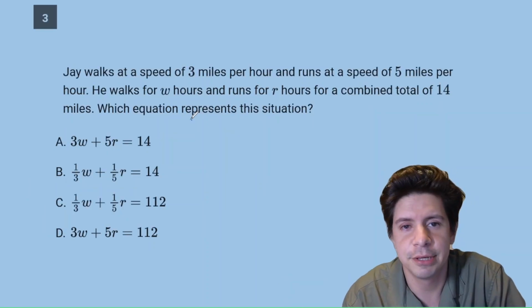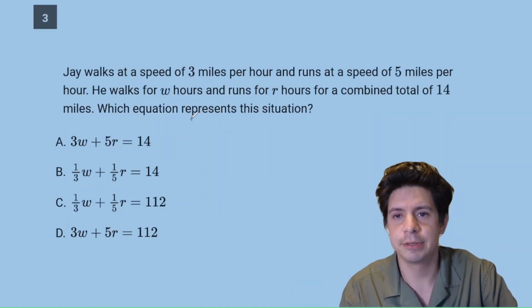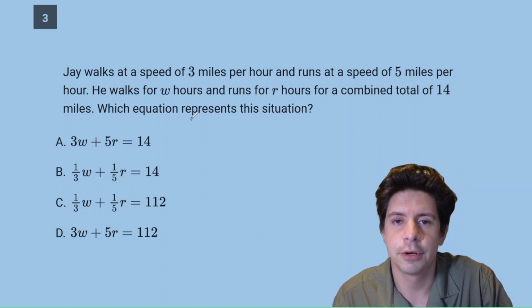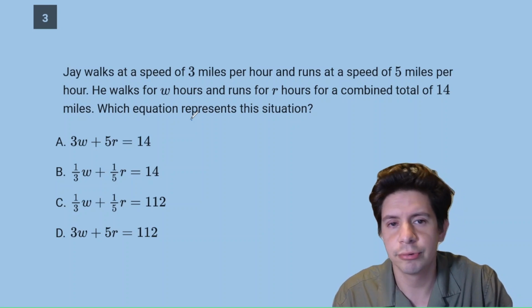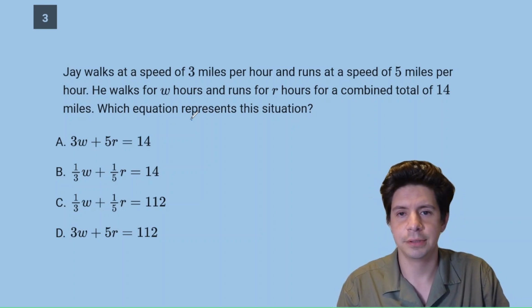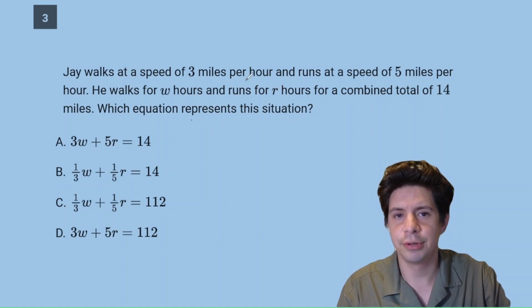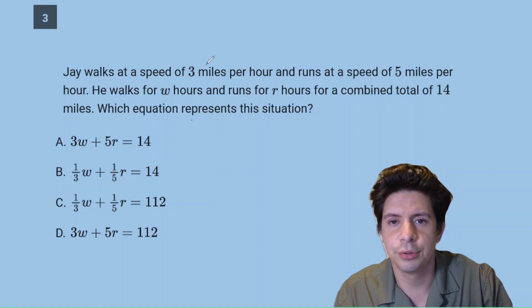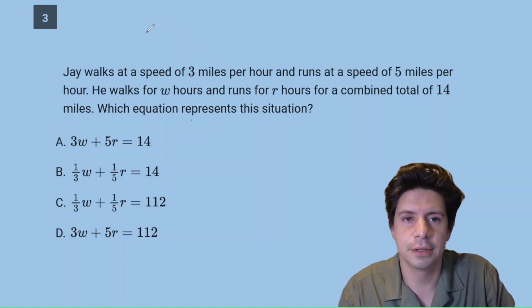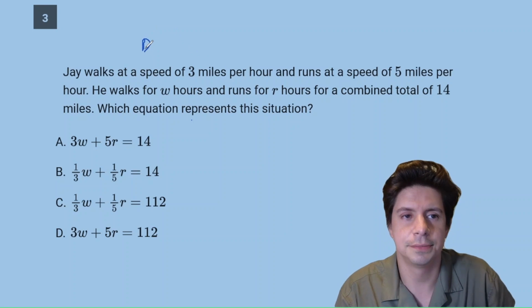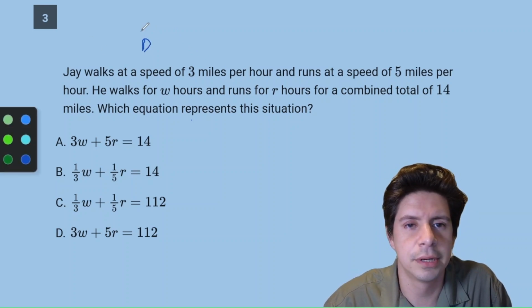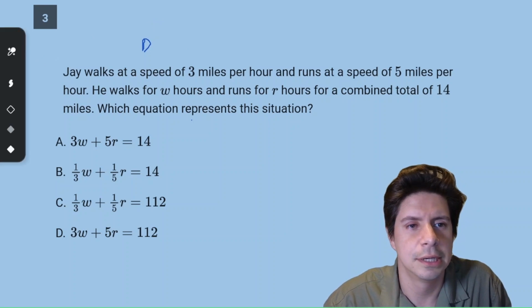A walks at a speed of 3 miles per hour and runs at a speed of 5 miles per hour. He walks for W hours and runs for R hours for a combined total of 14 miles. Which equation represents this situation? Okay, so it's a combined total, so you're doing the total of this walking and the total of the running.